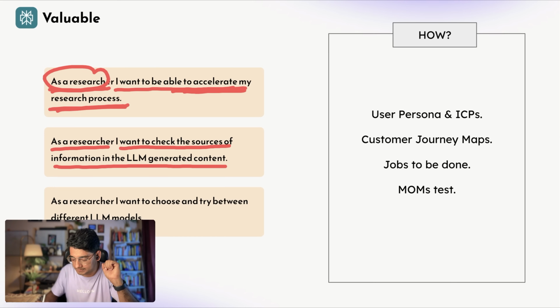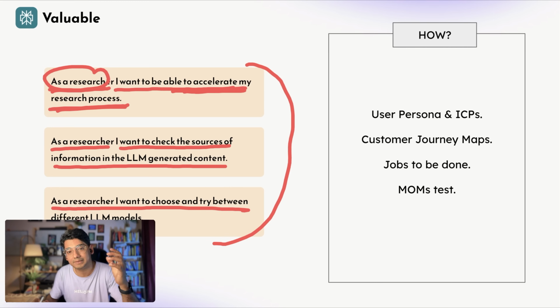The third problem was, as a researcher, I want to choose and try between multiple different LLM models. Okay, so there is ChatGPT, there is Claude, there is DeepSeek, and there are other models as well. People wanted to be able to shift between different models in order to understand the quality of different results. Okay, so these were the three problems, or the three needs that people have, which Perplexity is solving.